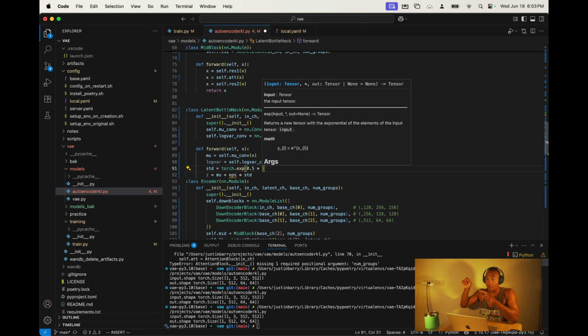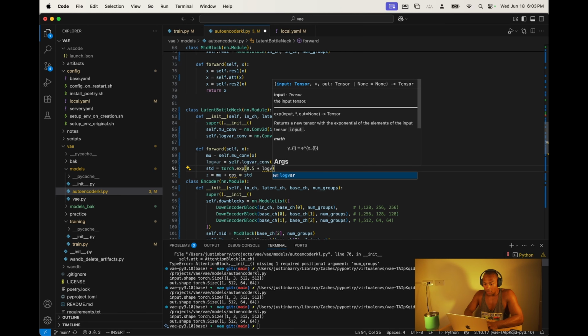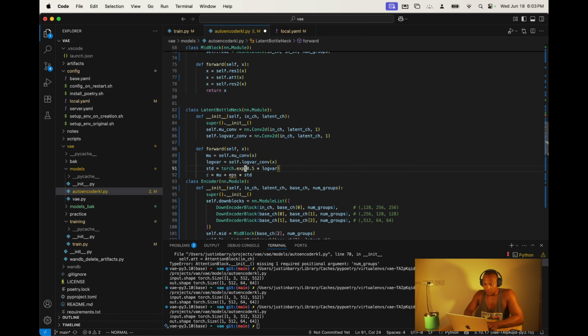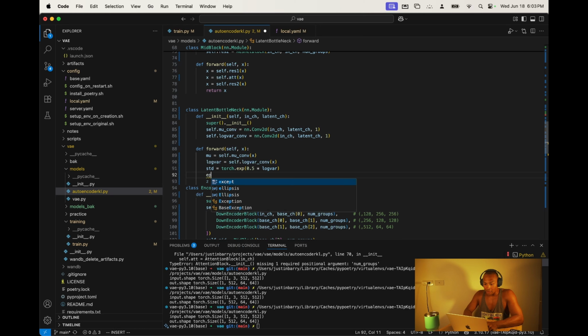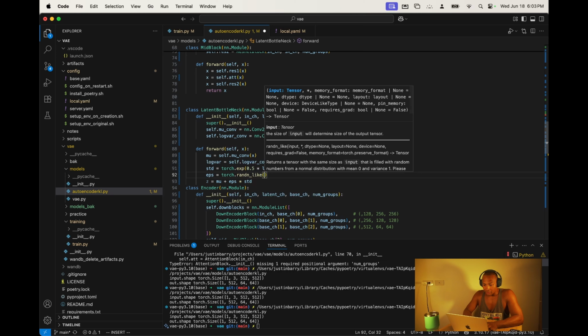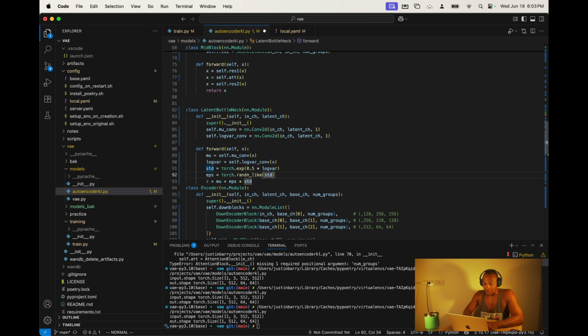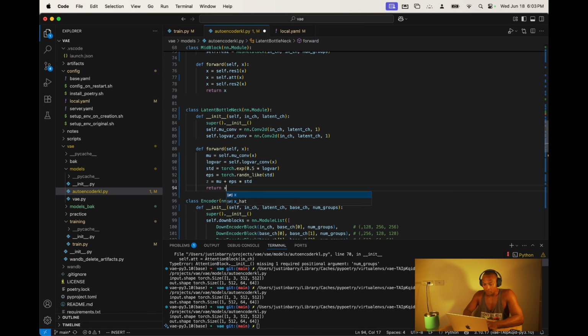So torch.exp. We want the square root of the variance, so 0.5 times log variance is just log sigma, and then you do E raised to the log, that cancels out the log, and you recover your standard deviation, your sigma. Then epsilon is a vector of the same shape as the standard deviation, populated with values from a random normal. We're going to return Z, mu, and log variance.